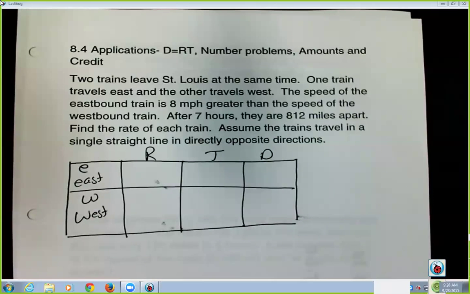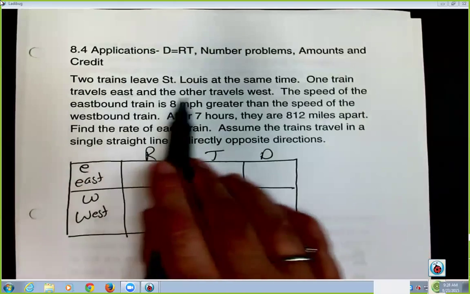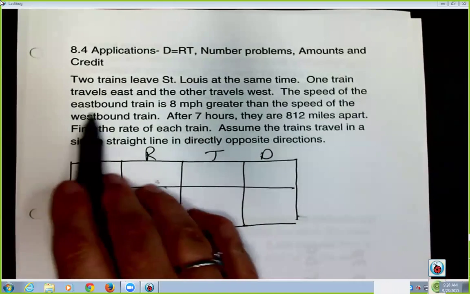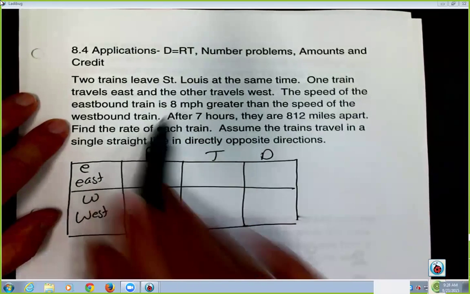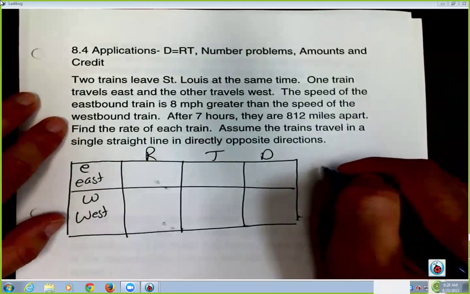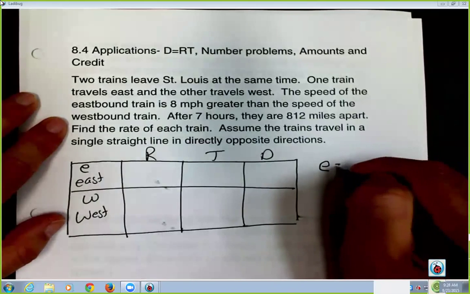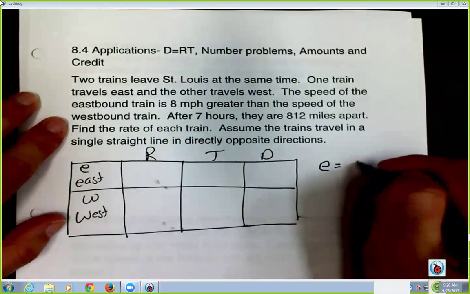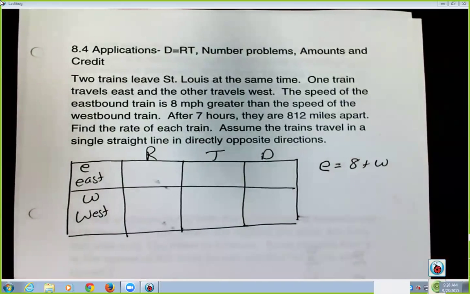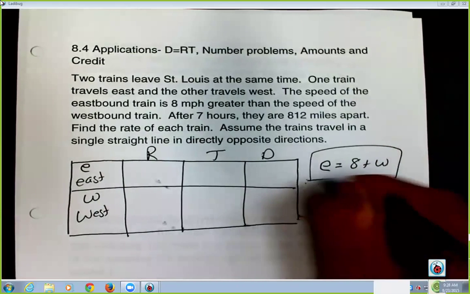So what do we know? It says one train travels east, the other travels west. The speed of the eastbound train is 8 miles per hour greater than the speed of the westbound train. So what does that mean? What do we know about the eastbound speed? 8 plus W. That is one of my equations. Okay, so this is one equation.